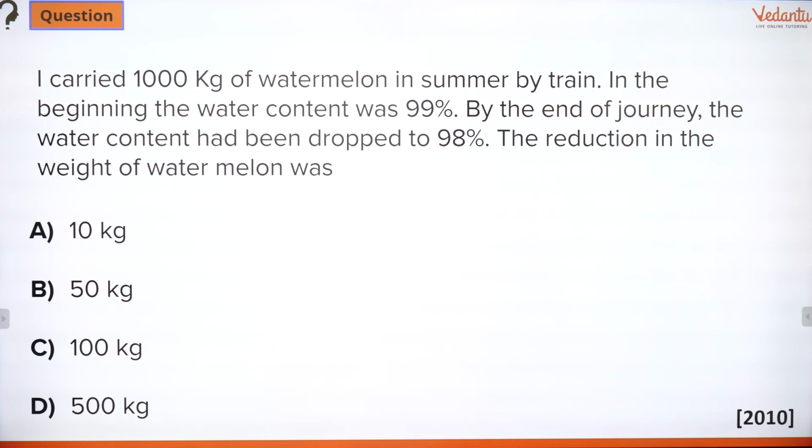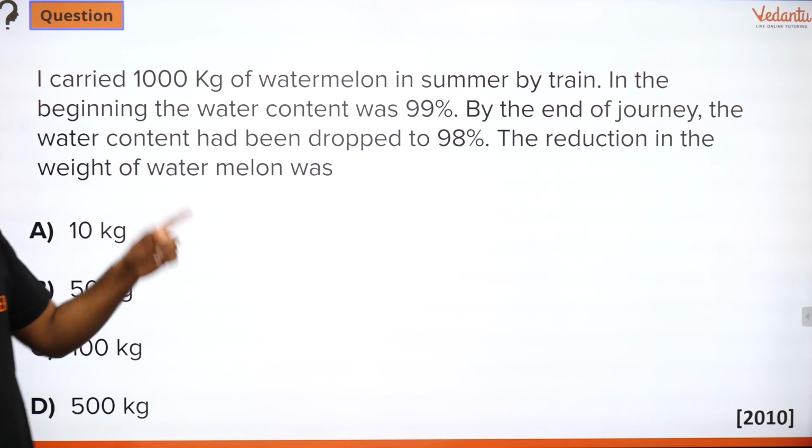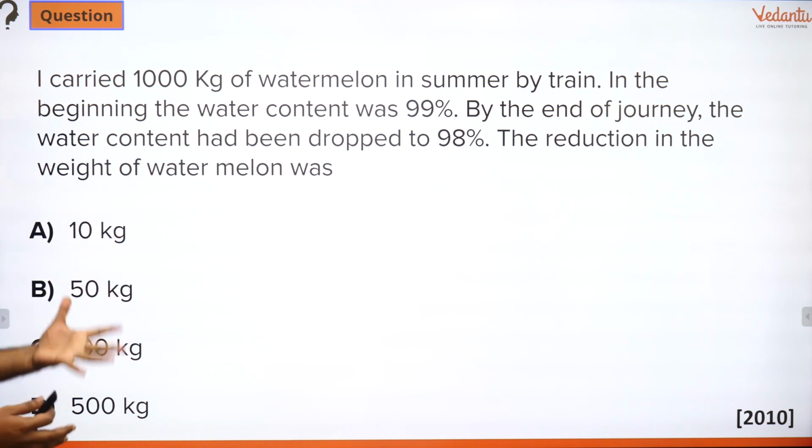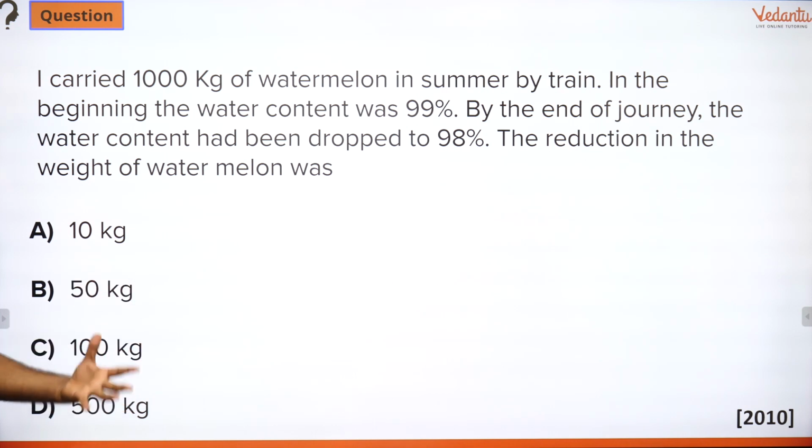Why is that so, guys? Think about it now. Why does that happen? You are traveling in summer by train. So what happens is the water kind of evaporates. So when your water evaporates, you are naturally going to have a reduction in water content. So they are trying to ask, what is the reduction in weight of watermelon?